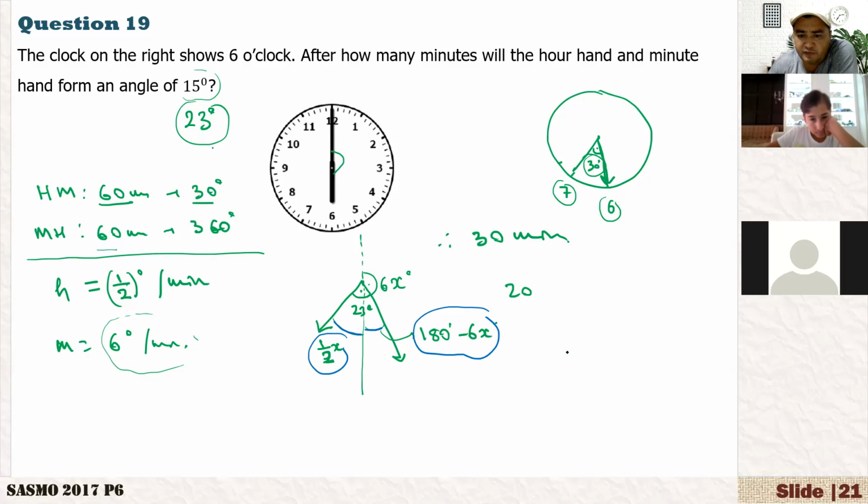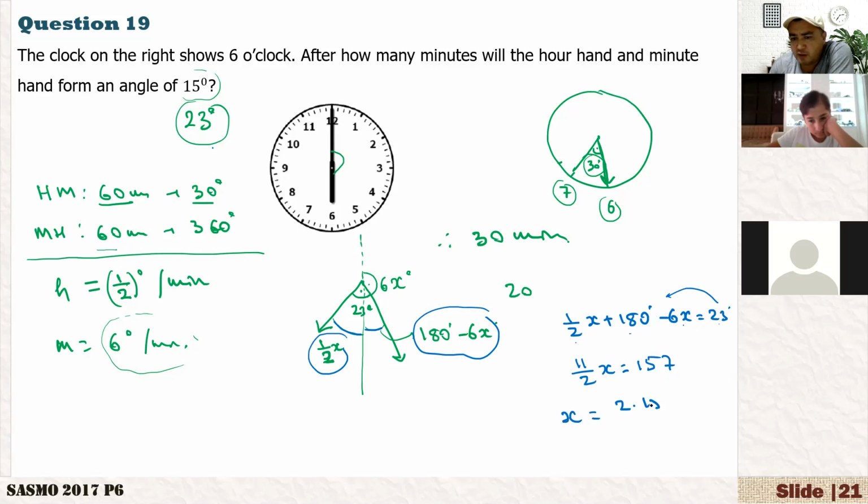You always have this equation actually. So if you write your equation here, 1 over 2x plus 180 minus 6x equals 23 degrees. So 1 over 2 minus 6, take to the right hand side, that is 11 over 2x. And 23 take to the left hand side, 180 minus 23, equals 157 degrees. Because x is in minutes, what is x here? X is equal to 2 times 157 over 11.